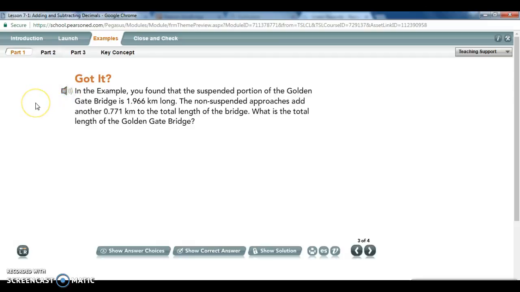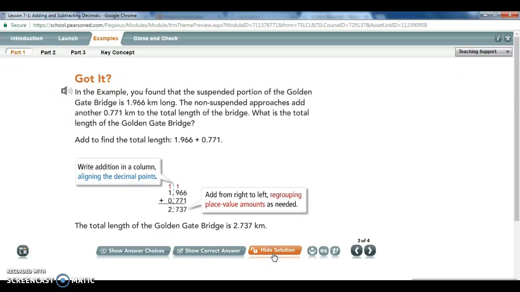In the example, you found that the suspended portion of the Golden Gate Bridge is 1 and 966 thousandths kilometers long. The non-suspended approaches add another 771 thousandths kilometer to the total length of the bridge. What is the total length of the Golden Gate Bridge? This is a got it problem, so I want you to try it on your own first. Here are some answer choices. This is our correct answer. Good job if you got it right. Here is how we can get the solution.